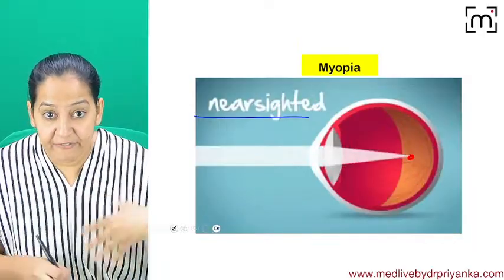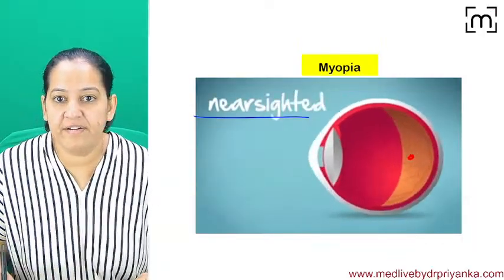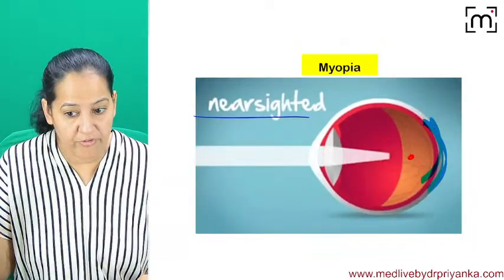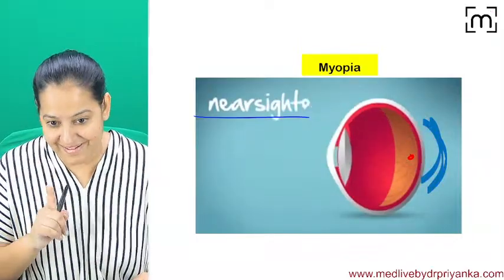The focus is in front of retina. Can you see where is retina? Here is retina. So focus is not beyond retina. It is in front of retina when the parallel rays are coming.